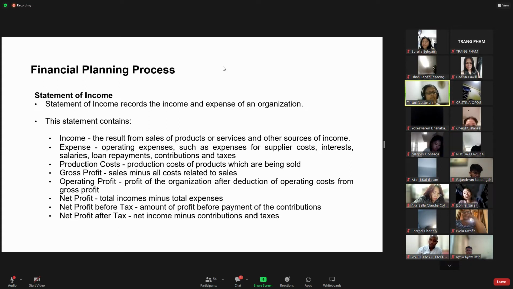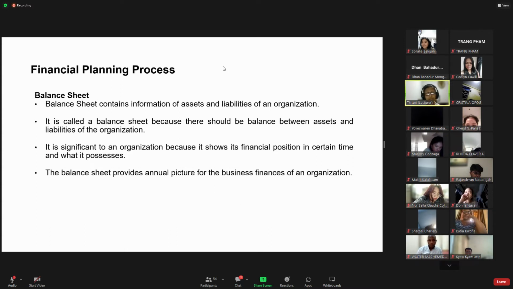The net profit before tax is the amount of profit before payment of the contributions, and net profit after tax is net income minus contributions and taxes. So you have a clear idea of what your profit is before tax and after tax. So this information is generally included in the statement of income. So it's an organization of all the information.